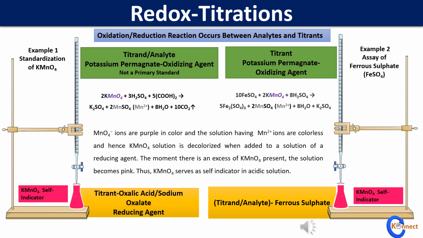Standardized potassium permanganate is used as titrant to perform assay of ferrous sulfate. In this titration also, potassium permanganate acts as oxidizing agent and self-indicator, while ferrous sulfate acts as reducing agent and analyte. In this titration also, endpoint is detected due to self-indicating property of potassium permanganate.